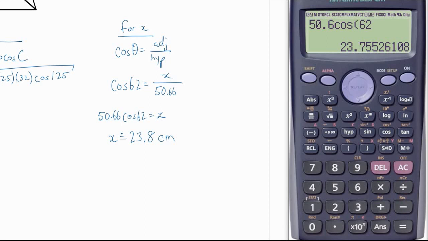And what if I rounded to 51 cos 62? Then 23.9, so that would be wrong to 1 decimal place. So again, rounding may or may not matter. That's a tenth of a centimeter. That's not very much. That's not very far off. That's not really the point. We talked about this before.